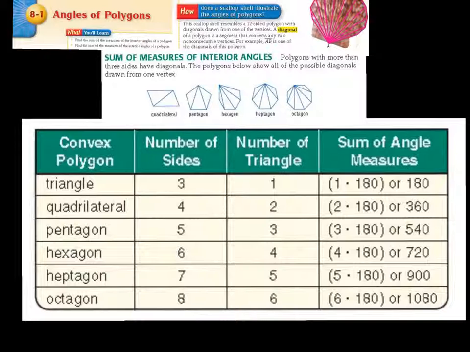And the pattern goes on and on. So pentagon, we could make 3 triangles. So 3 times 180, or 540 degrees. Hexagon, we'll make 1 more triangle, 4. So 4 times 180, 720. Heptagon, we'll now have 5 triangles. So 5 times 180, 900. Octagon, we'll have 6 triangles. So 6 times 180.